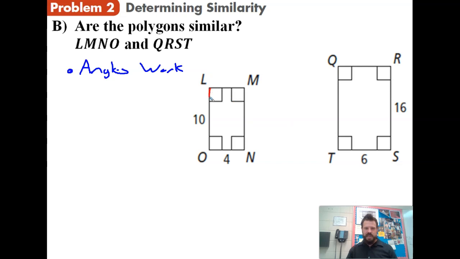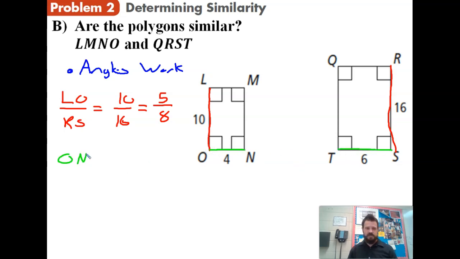Let's look at the two longer sides, LO and RS. LO over RS is equal to 10 over 16, which we can reduce down to 5/8 if I divide both 10 and 16 by 2. And the problem I have is when I look at the smaller sides, ON over TS, I end up with 4 over 6, which reduces down to 2/3.